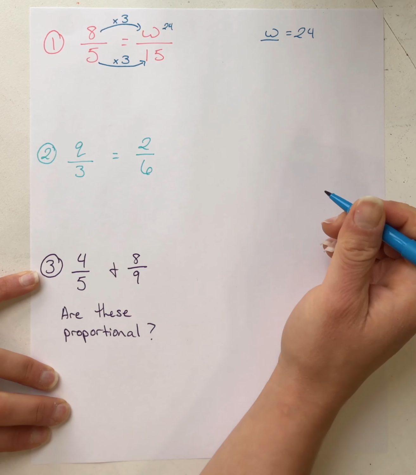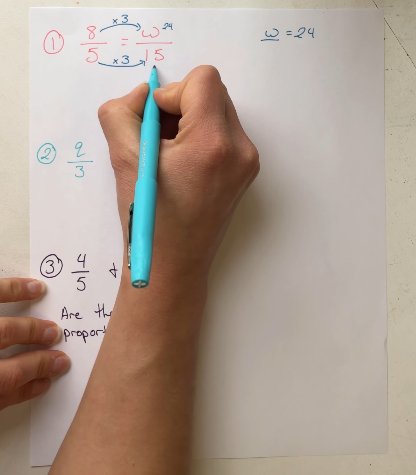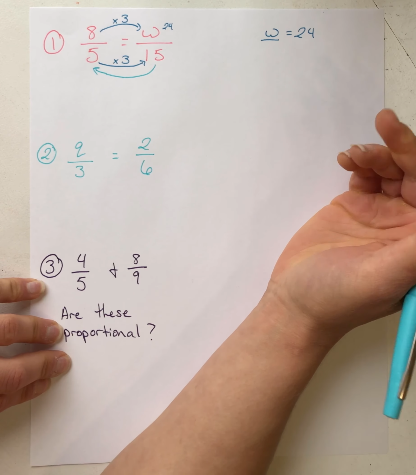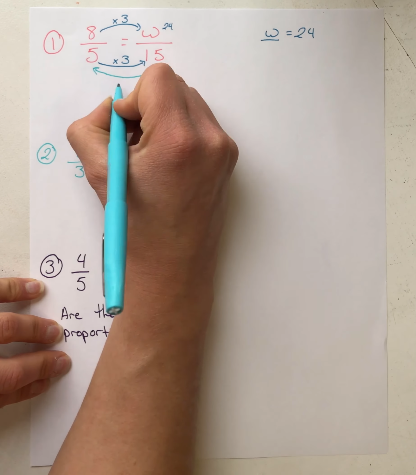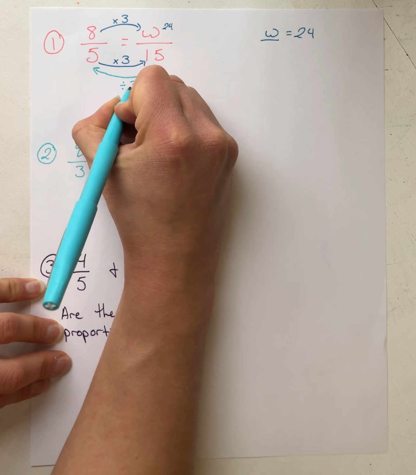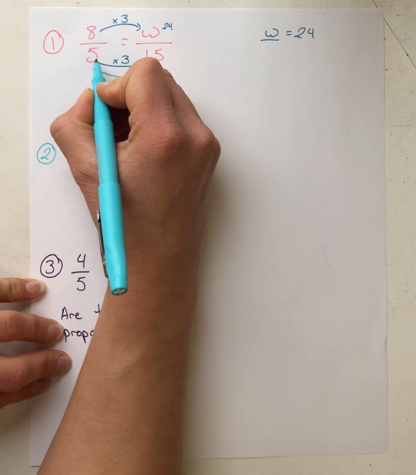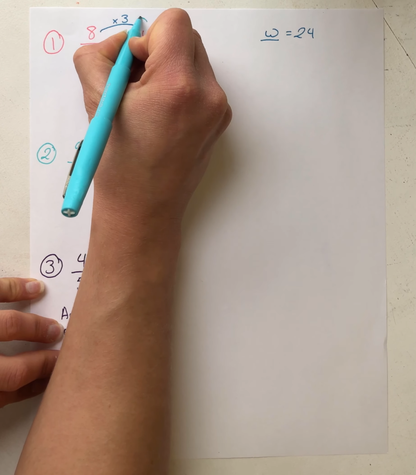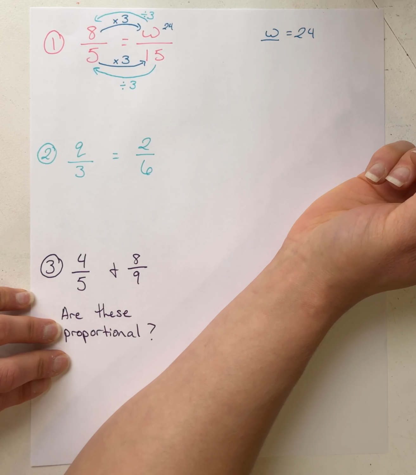Another way you can look at this, if you can't do that multiplication in your head, is to say 15 divided by 5, because we're going this way, is going to be what? If you take your calculator out and do 15 divided by 5, it's going to give you 3. So if we're going this way as a divide, we're going to go this way as a times. That means 24 divided by 3 is going to give me 8. If you do that in your calculator, that's what you're going to get.